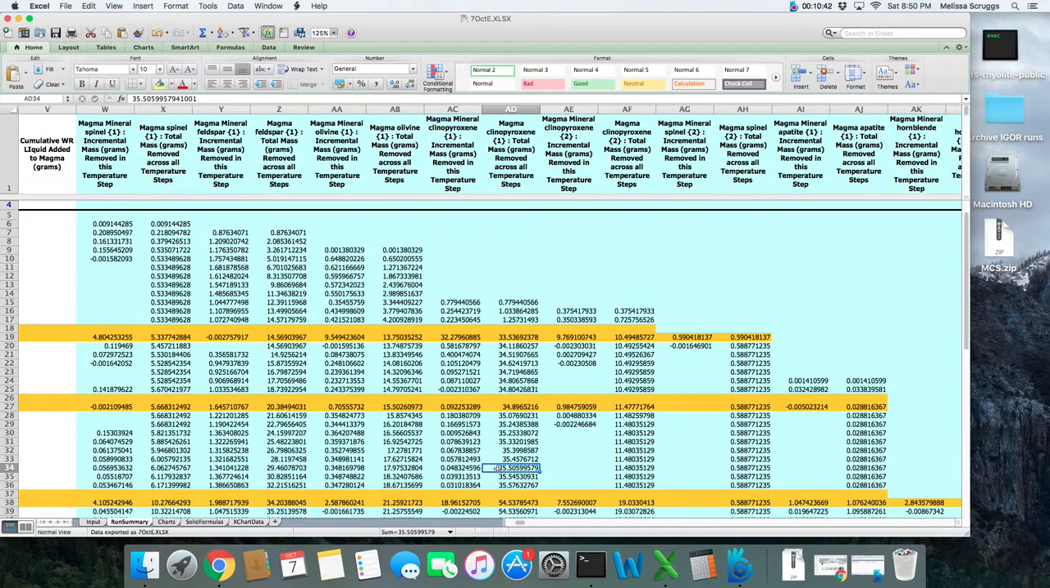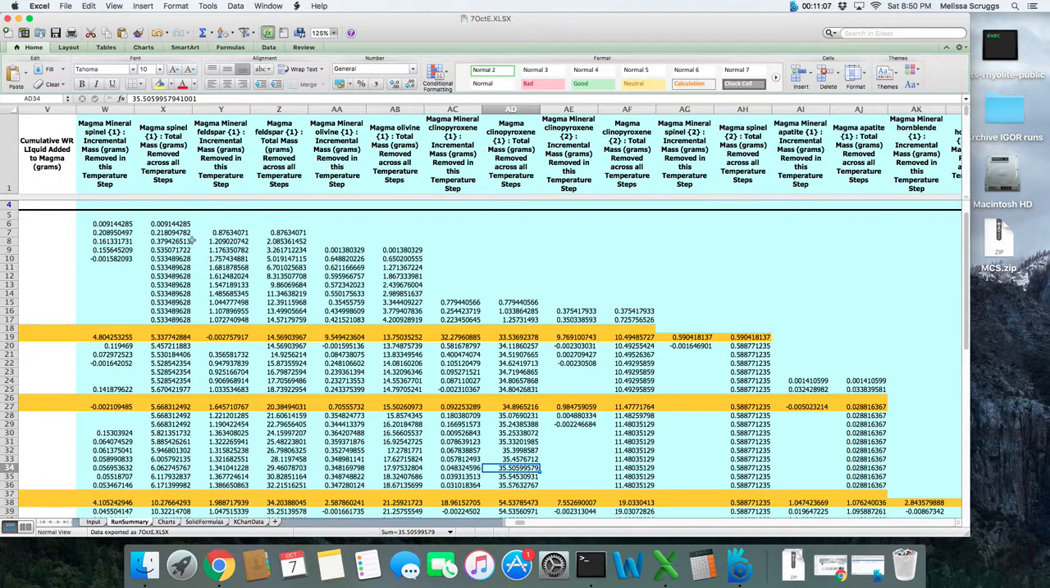Depending on how many phases you crystallize out, you could have only 6 columns here, you could have 2 columns here, you could have 20 columns here. It really just depends on what's happened during your run. So these are the phases that crystallize out, and the masses of each phase that crystallize and fractionate out at each temperature step.